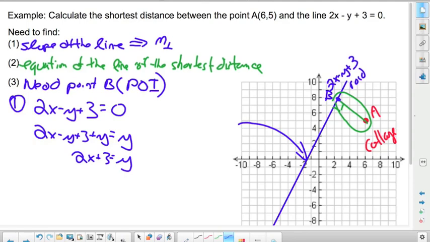So what's the slope here? y equals 2x plus 3. What is the slope? 2. Right? So the slope is 2. So what's the slope perpendicular to it? Negative 1 over 2. Yeah, -1 over 2.